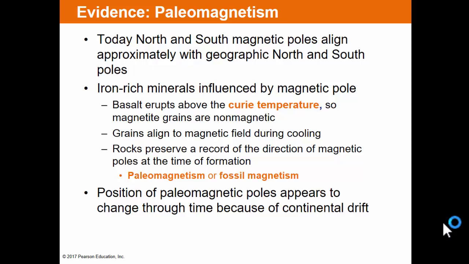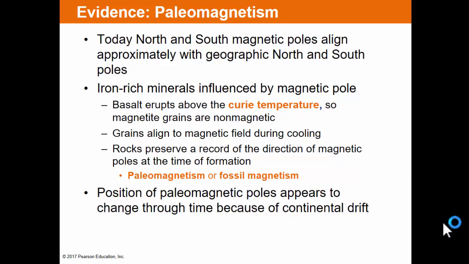So they're fluid. And as those minerals cool and solidify and crystallize, the grains literally align themselves to the magnetic field during that process. And so essentially, the rocks preserve a record of the direction of magnetic poles at the time of formation. This is paleomagnetism, or fossil magnetism. Essentially, all of the basaltic flows occurring at divergent plate boundaries at seafloors today are producing basaltic magmas that are iron-rich and have magnetite in them.